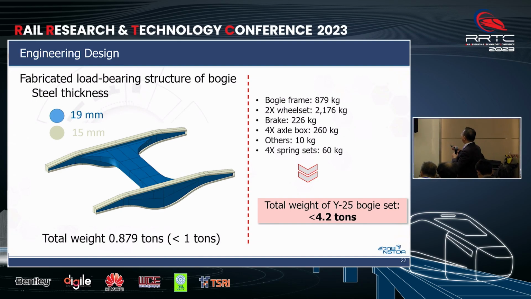But we need to have a wheel set, brake system, axle box, and other things to get the complete bogie. In total, we expect that the weight of the bogie should not be over 4 tons. That is our target. We want to reduce the weight of the bogie.